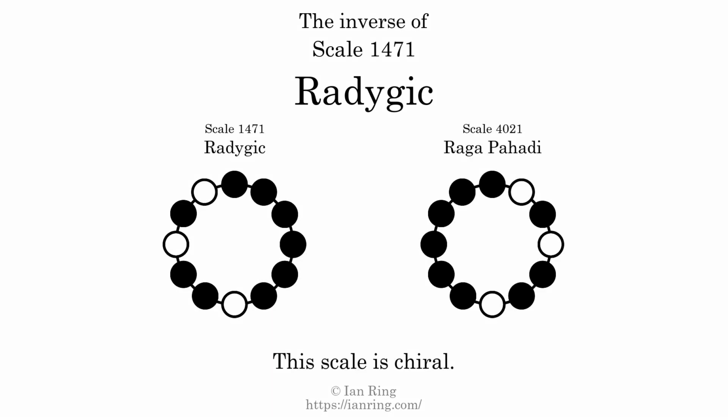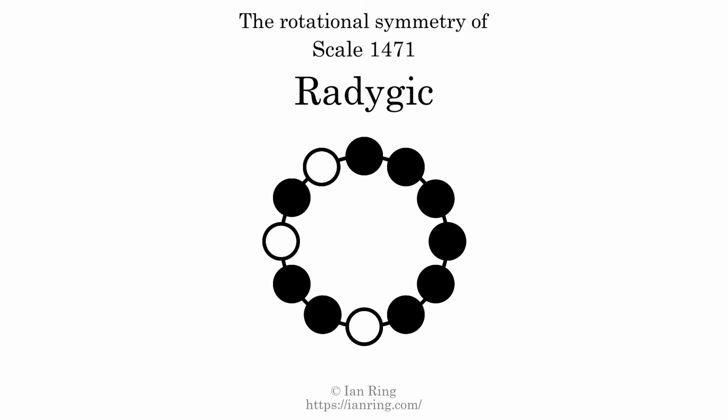The inverse of a scale is a mirror image. It is what you get when the sequence of intervals is reversed. The inverse of this scale is scale 4021, also known as Raga Pahadi. This scale is chiral. It cannot transform into its inverse by rotational transformation. This scale has no rotational symmetry.